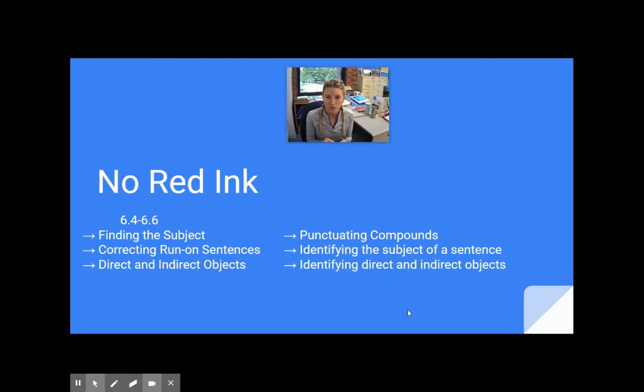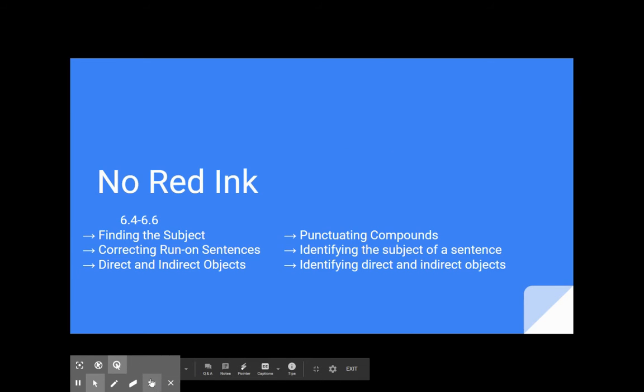Remember, NoRedInk also has that lesson button. They also have the hint button. But if you continue to get stuck, make sure you email me or Google Hangout me so I can help you, okay? This is just a review.